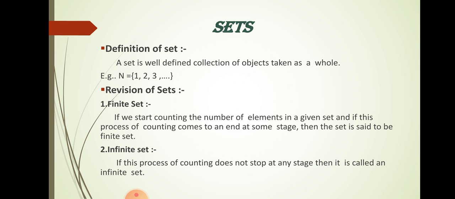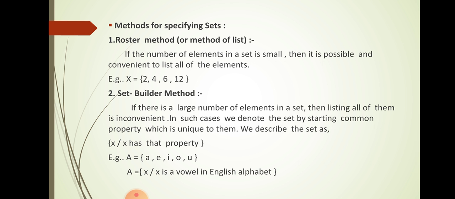Next we see the revision of sets. In this, firstly we see the concept of finite set. If we start counting the number of elements in a given set, and if this process of counting comes to an end at some stage, then the set is said to be a finite set. Second, infinite set. If this process of counting does not stop at any stage, then it is called an infinite set.